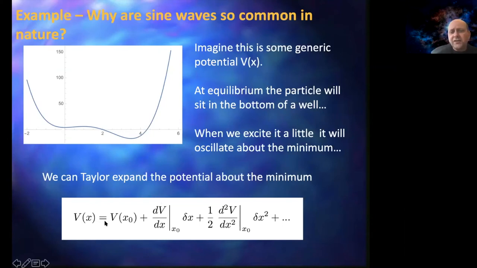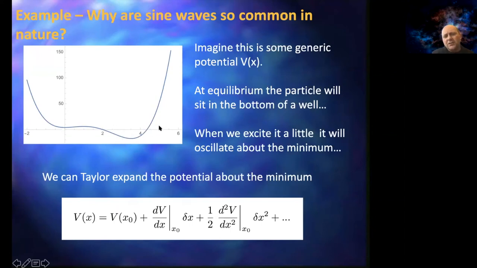So here I've written down the Taylor expansion. I've done it a bit more in detail. So the value of V here, so I'm going to call this point x0. So the value of the potential around this point is the value at the minimum plus the gradient times the distance that I go. So if I truncated with just these first two terms, I would be approximating this by a straight line.